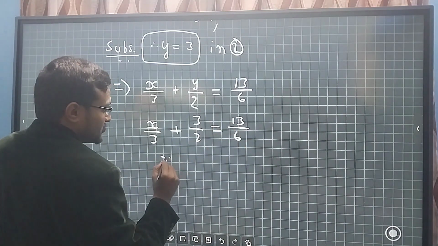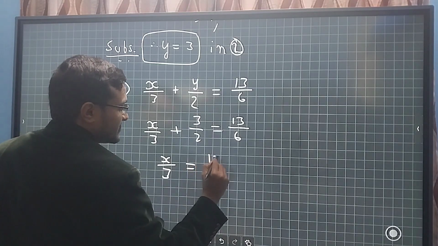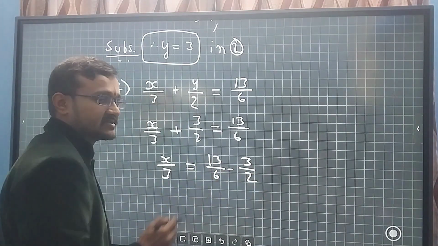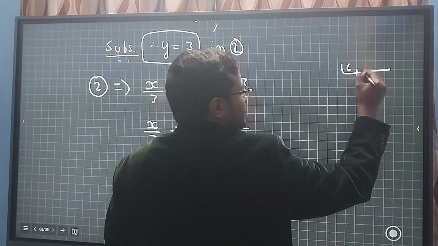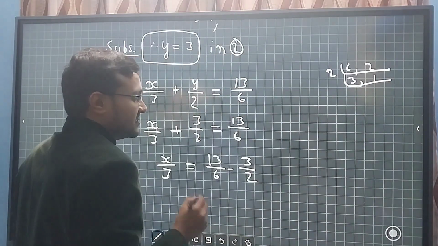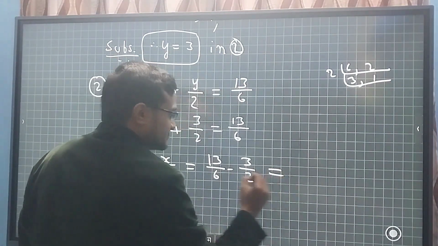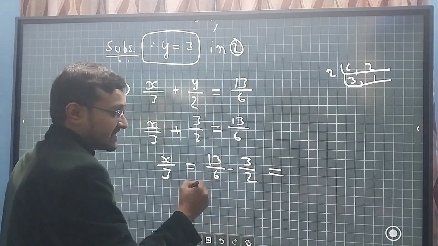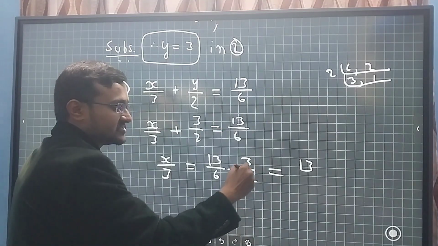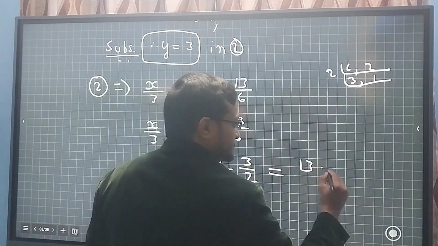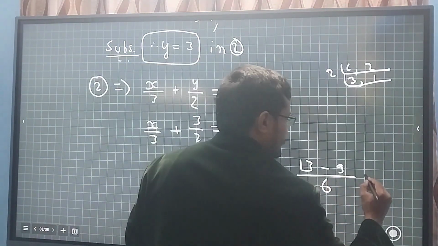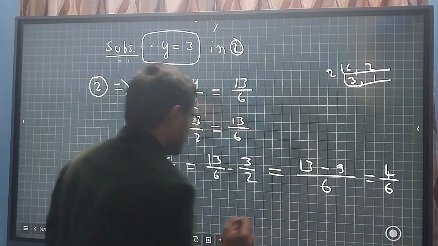So this 3 by 2 you can take to RHS. So x by 3 will be 13 by 6 minus 3 by 2. So here again you can take LCM of 6 and 2. So when you take LCM of 6 and 2, it will be 2 3s are 6, 2 1s are 2, so 3 2s are 6. So LCM is 6. That means here you have to multiply this with 6. So 6 gets cancelled with each other, so only 13 will be remaining. Here also you can multiply 6. So 2 1s are 2, 2 3s are 6. So 3 into 3 is 9, whole divided by LCM 6. So 13 minus 9 is 4. So 4 by 6 will be remaining.